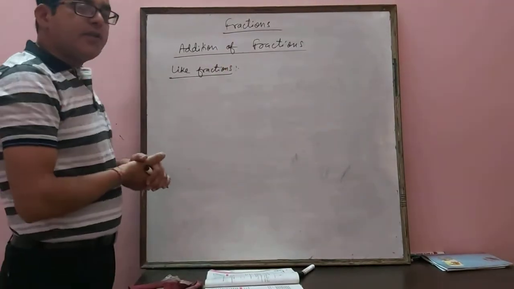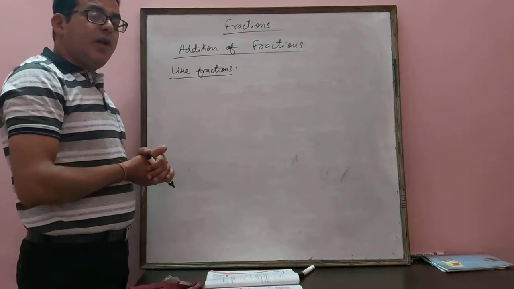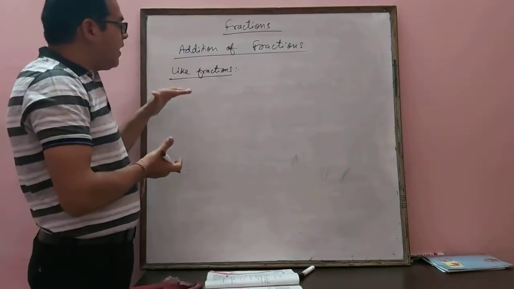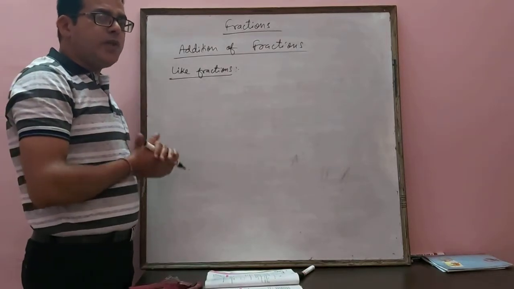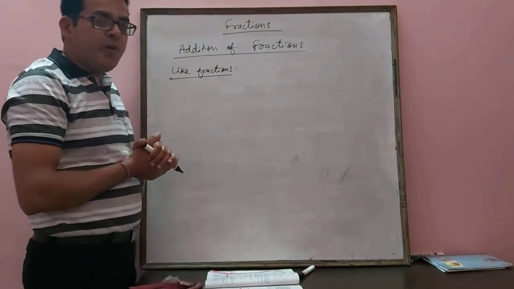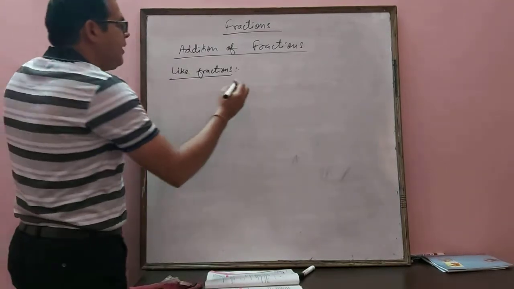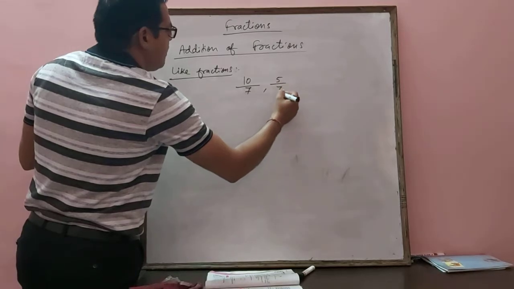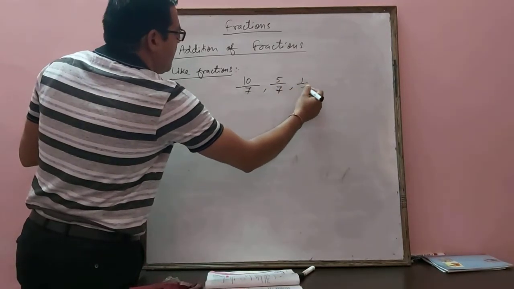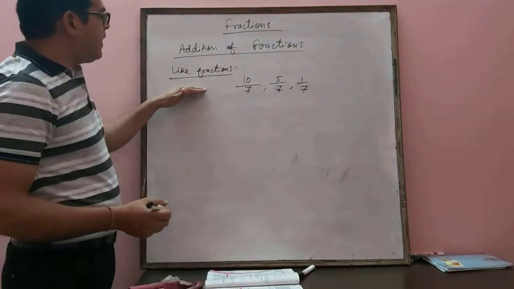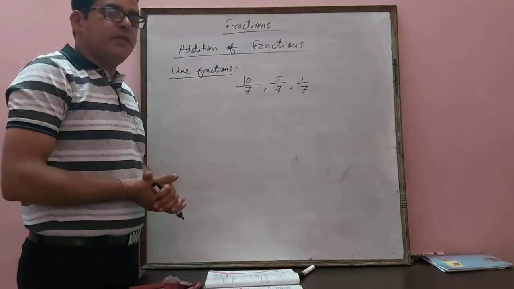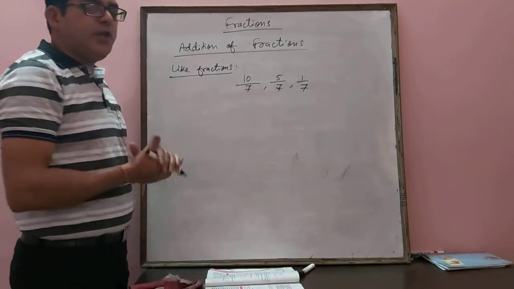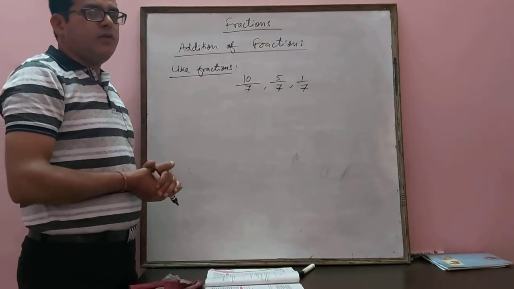What are like fractions, guys? Already we have discussed like fractions. Let me remind once again. Like fractions are those which have the same denominators, right? Means 10 upon 7, 5 by 7, 1 by 7, these are like fractions. You can see here each fraction has denominator 7, right?